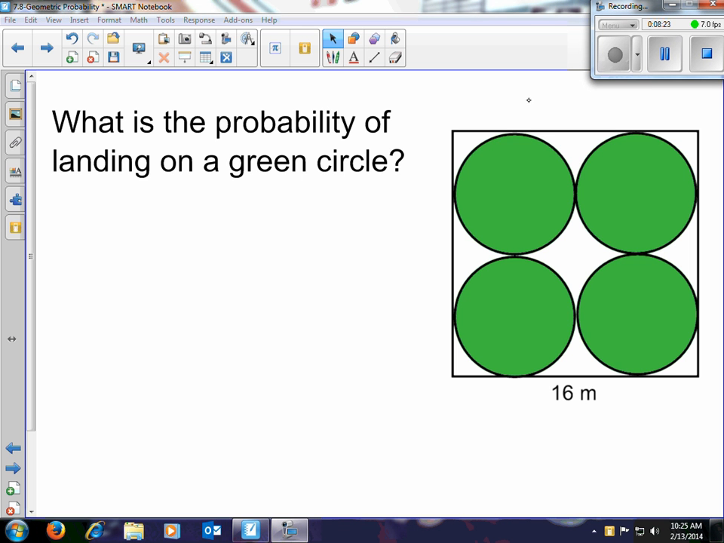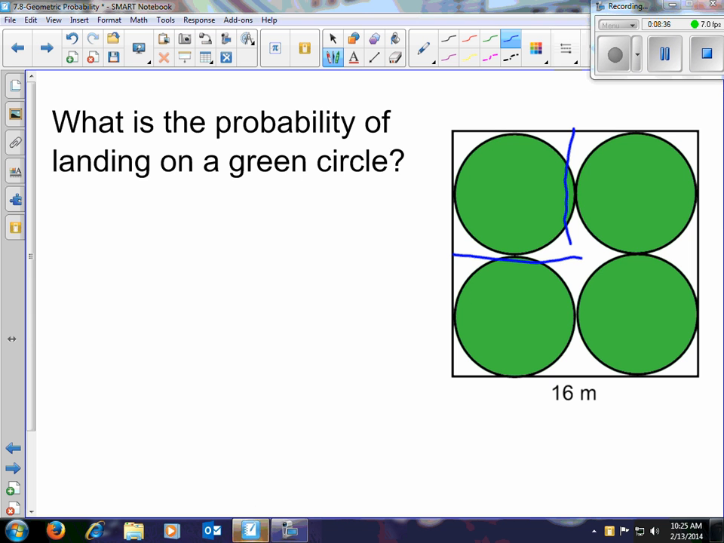But here's our last example. What is the probability of landing on a green circle? So the first thing I'm going to do is I want you to look at how this is split into pieces. And I end up having 4 circles that are all within squares. So if I'm going to find the area of a square, or the big square, and then the area of all the circles together.